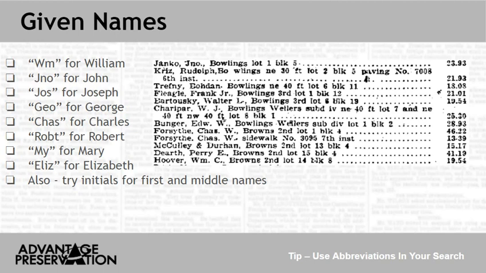So this is a big one. This is one that you definitely need to make use of, because it's going to yield more search results for you. Not that more search results are exactly what you're going for, but the type of article or the information in an article may not be under their full given name. It may be under one of these abbreviations. So you're definitely going to want to make use of these abbreviations for given names. This is a big one.